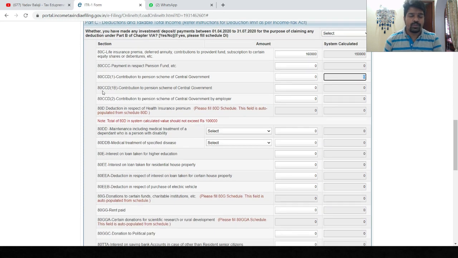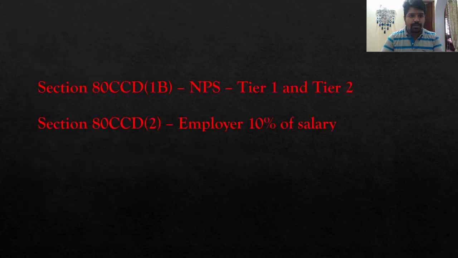Now it's coming to 80CCD(1B), contribution to pension scheme of central government. If you come to my PPT, 80CCD(1B) is purely related to the National Pension Scheme. So if you want to save more tax, you can invest in NPS. In NPS also two types are there, tier 1 and tier 2. Tier 1 is for retirement purposes. You have to invest till 60.